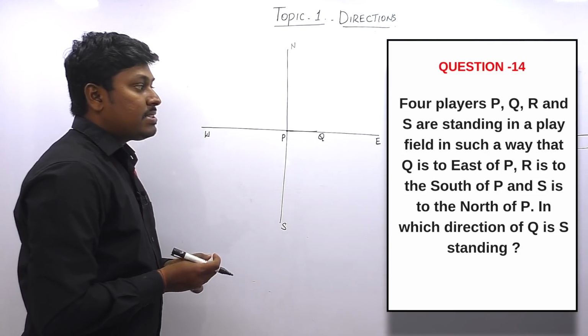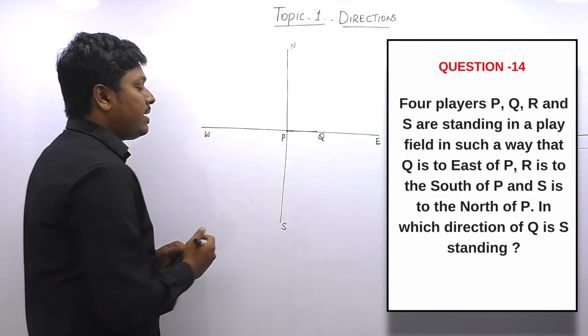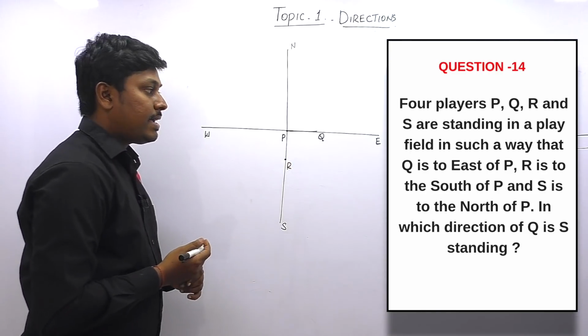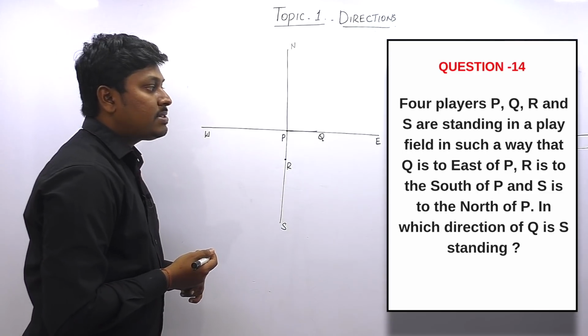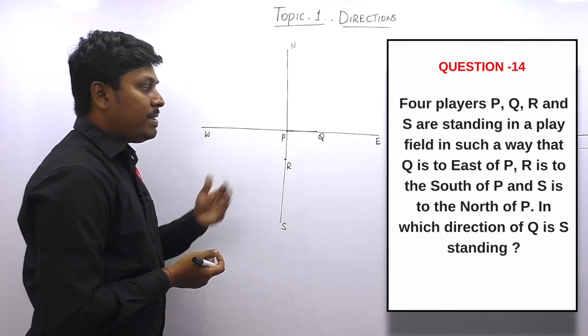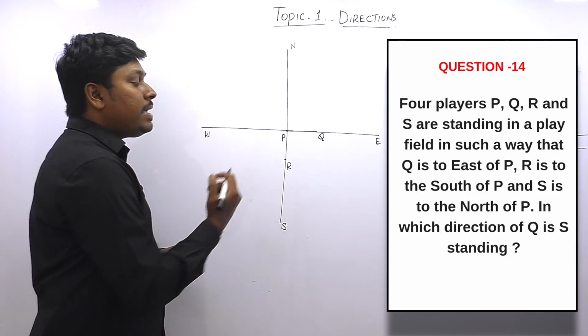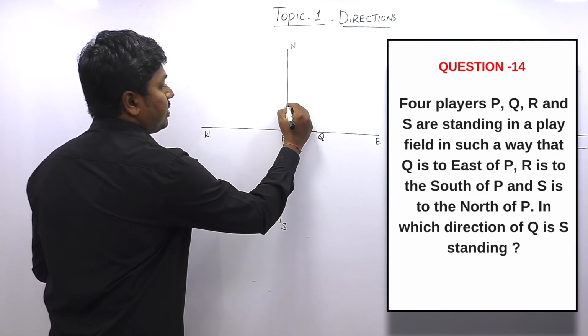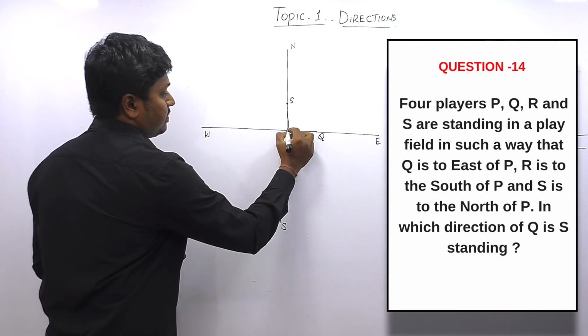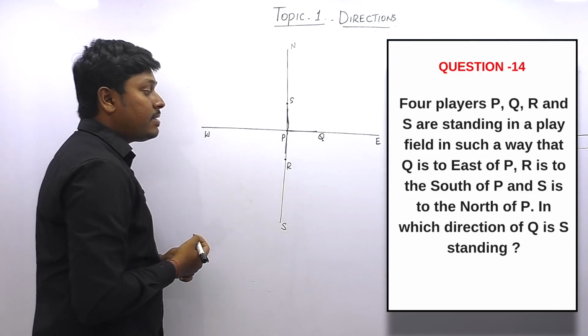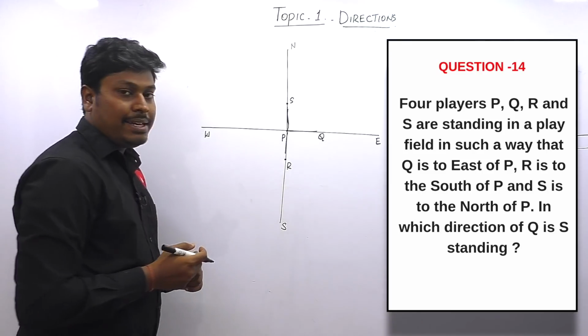Then R is to the south of P. So on P's southern side, R is standing. So P's southern side will be this side where R is standing. Okay. S is to the north of P. So on P's north side, the person S is standing. So this will be S. So finally, on P's north, S is standing. On P's southern side, R is standing. And on P's eastern side, Q is standing.